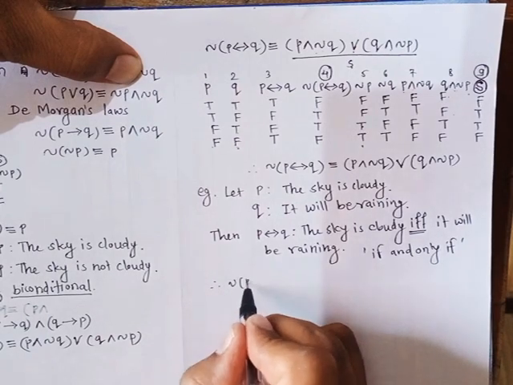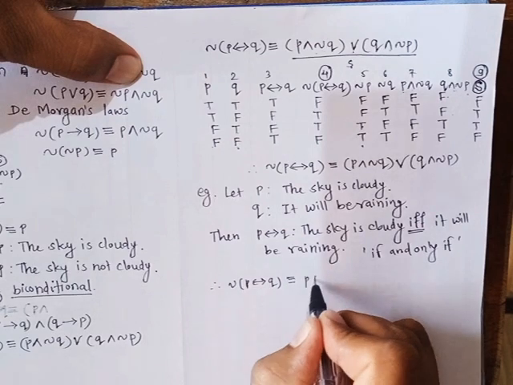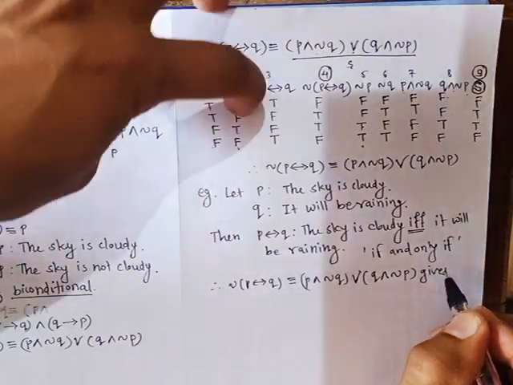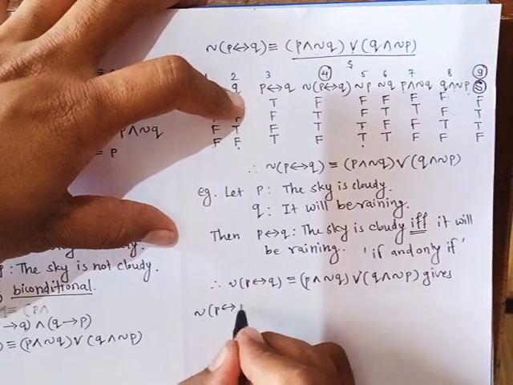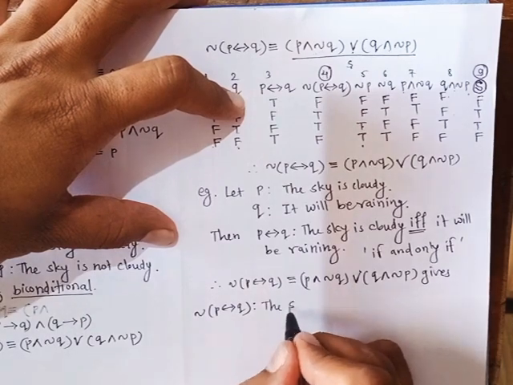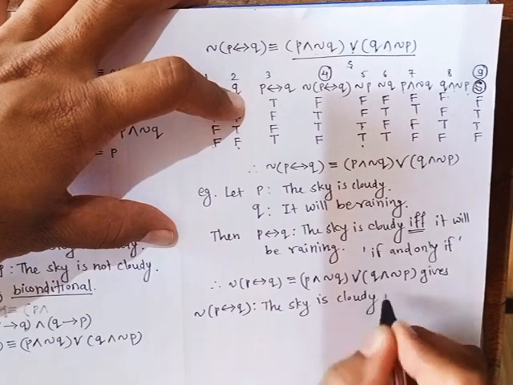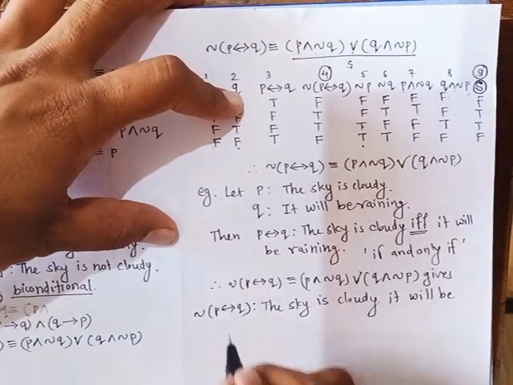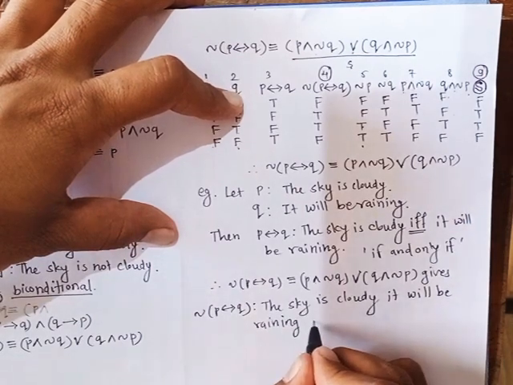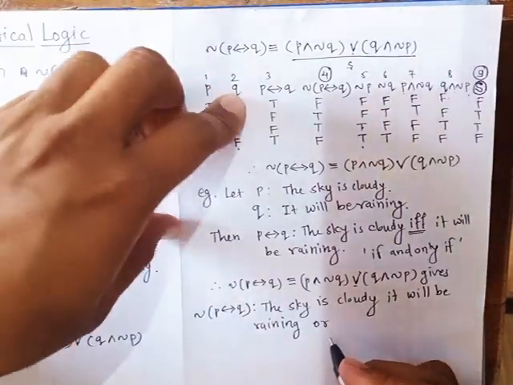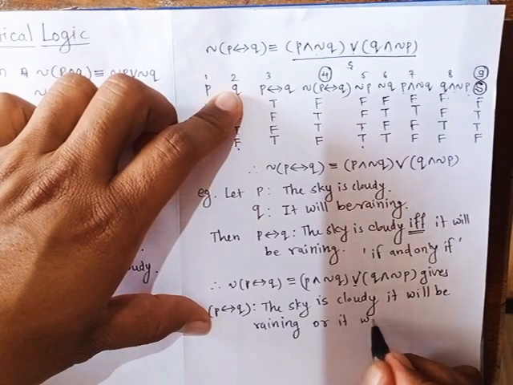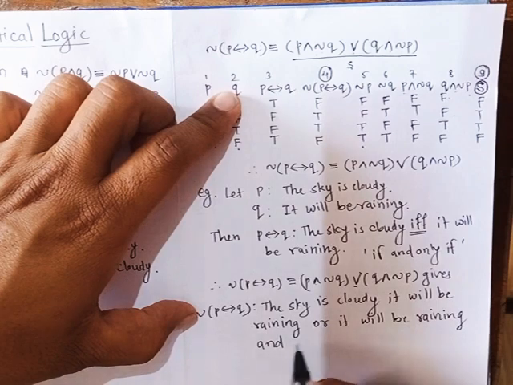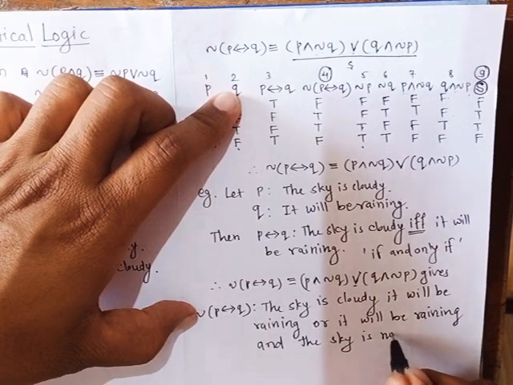So therefore negation of P if and only if Q is equivalent to P and negation Q or Q and negation P, which gives: negation of P if and only if Q is the statement such that the sky is cloudy and negation Q, that is, it will not be raining, or it will be raining, statement Q, and the sky is not cloudy.